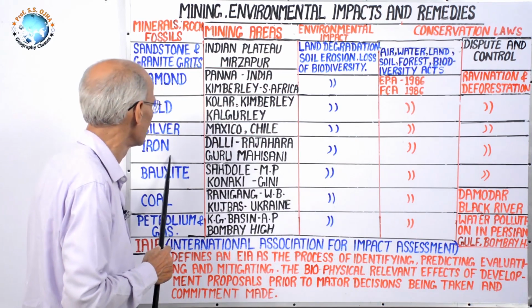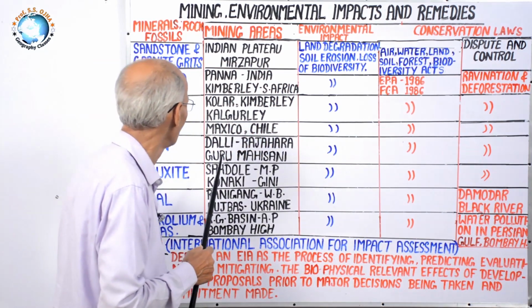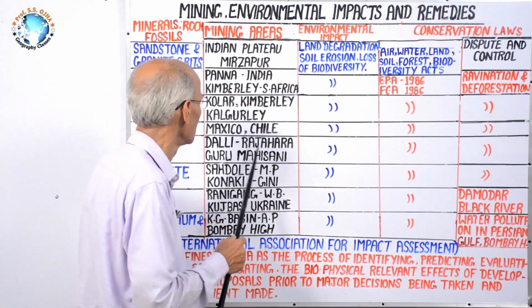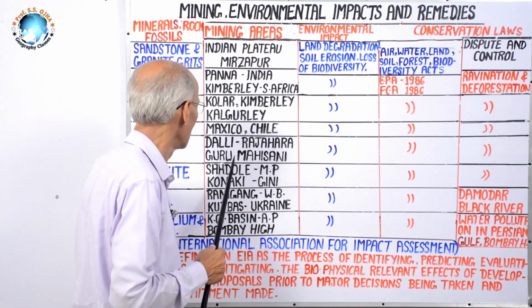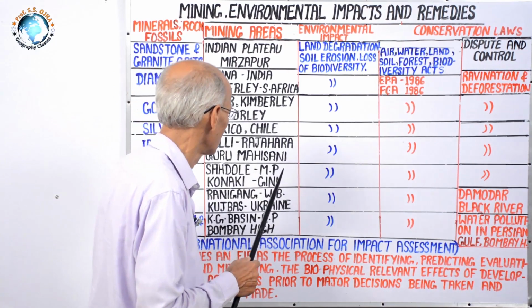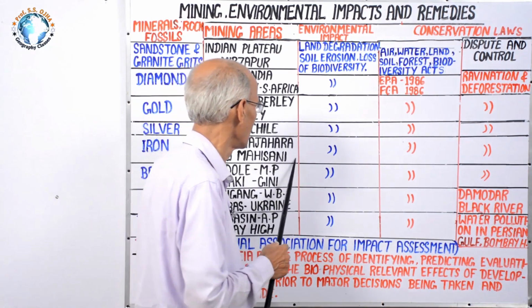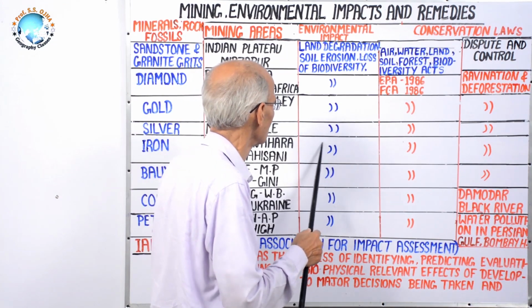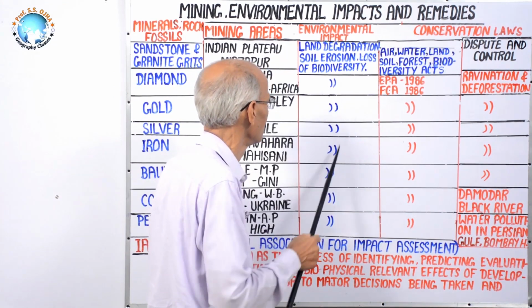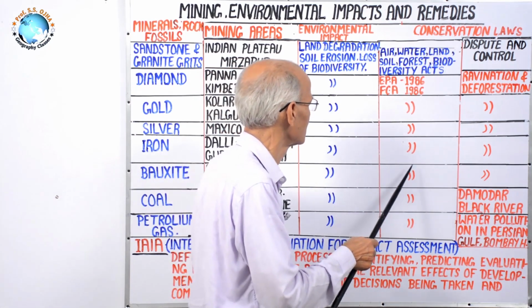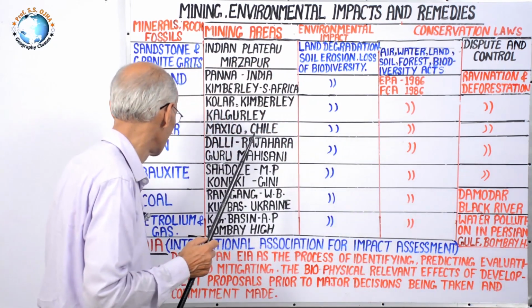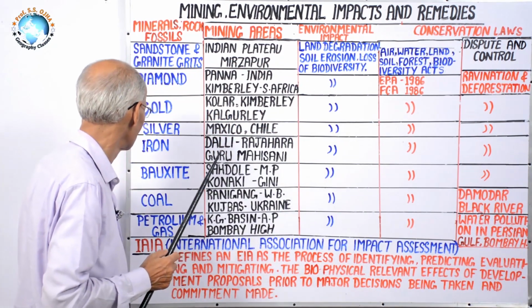Next is iron, which is mined all over the world from plateau regions, but in India, Dalli Rajhara mines and Guru Maisani are prominent. Due to their mining, the environmental degradation is of the same nature, acts have been formulated, and disputes are also the same, meaning environmental disputes.